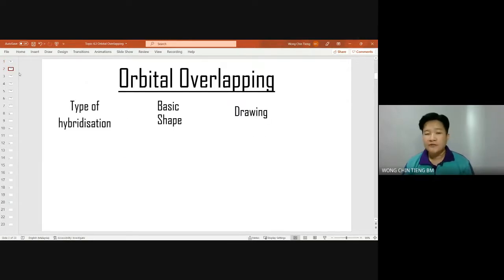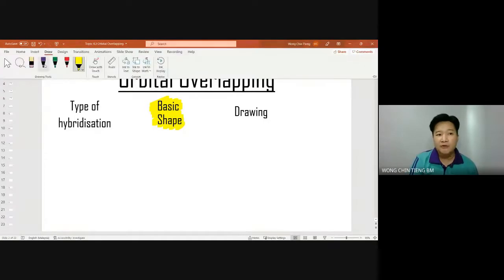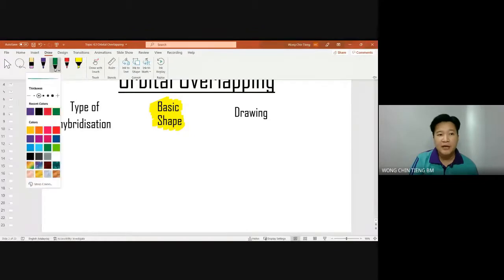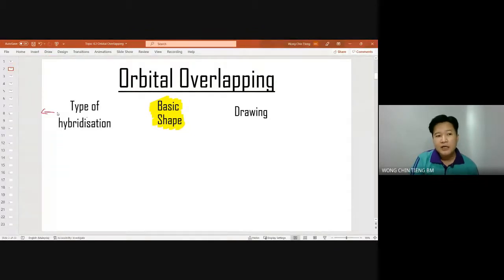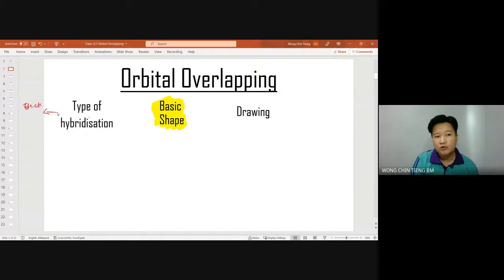Okay? And if you look at my screen right now, we have types of hybridization as always. We are going to draw it. And the most important thing, the drawing is based on the basic shape. You realize that your orbital overlapping or your type of hybridization is based on your electron domain. Okay? And your electron domain also determines the basic shape.